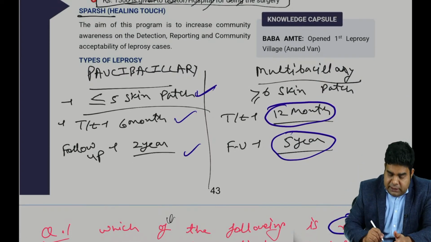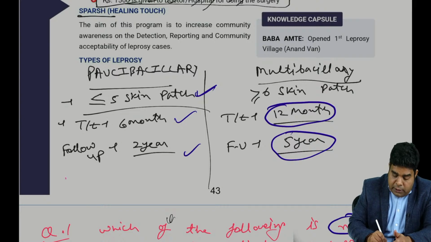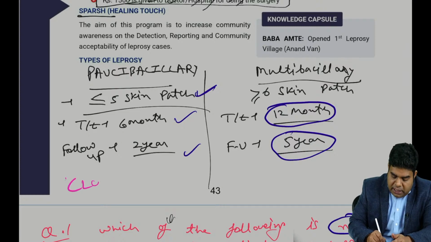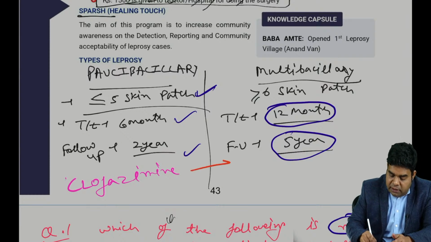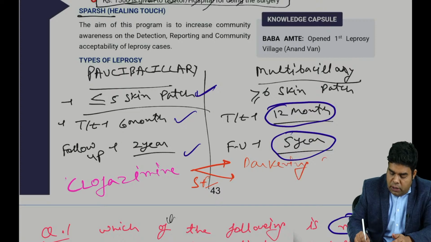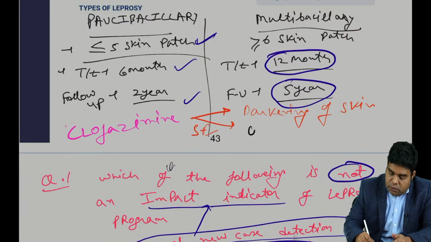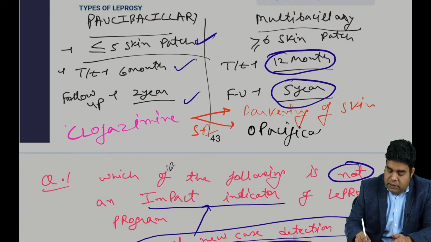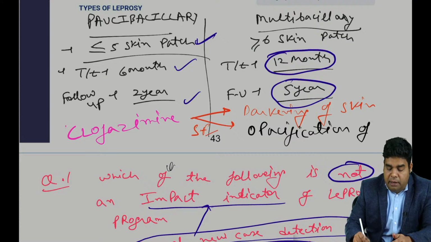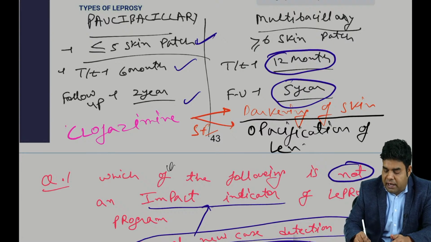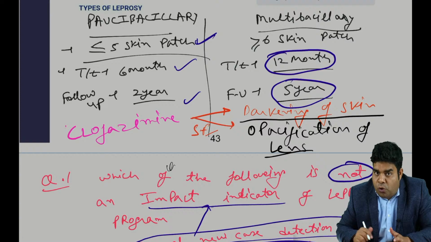In a recent exam, they have asked that which drug of leprosy leads to darkening of skin. So remember this thing, this is clofazimine, which leads to 2 side effects. It can lead to darkening of skin and it can also lead to opacification of lens. So that is why earlier in paucibacillary clofazimine was not given. So if patient is getting darkening or if there is cataract-like changes in lens, it is due to clofazimine.